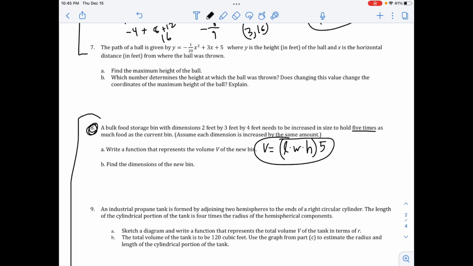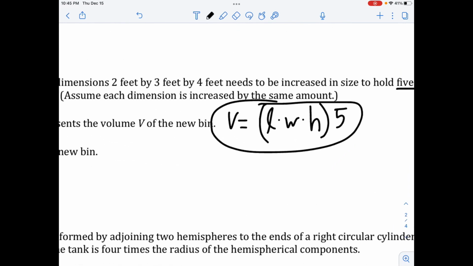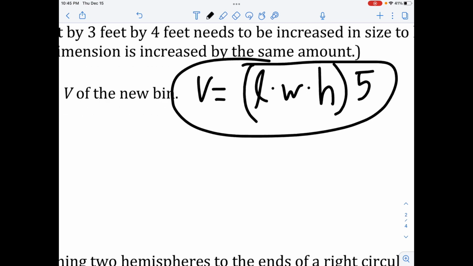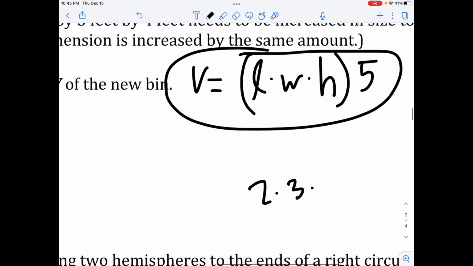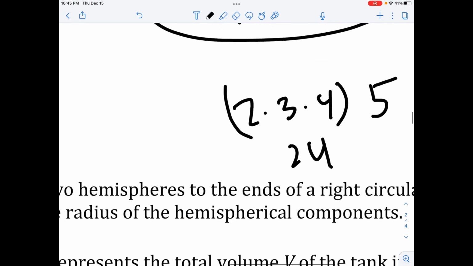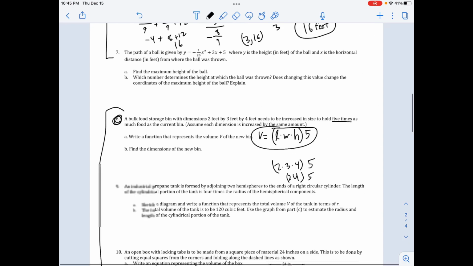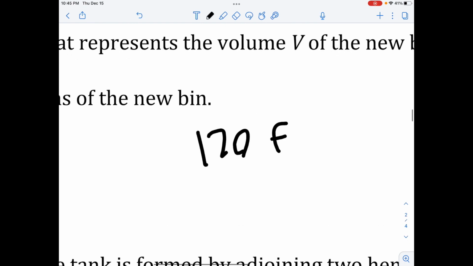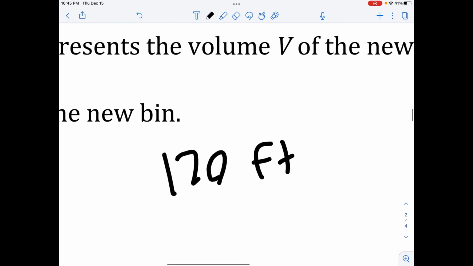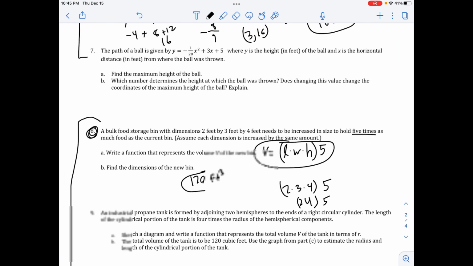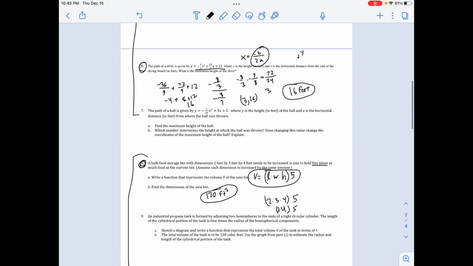And then the dimensions of the new bin. Simply all we're going to do here is put our dimensions 2, 3, and 4 in this formula. So 6, 24 times 5 is going to be 120. So 120 feet, and we can't forget to cube it because it's in volume. And 120 feet cubed is our final answer for this one. That's it.